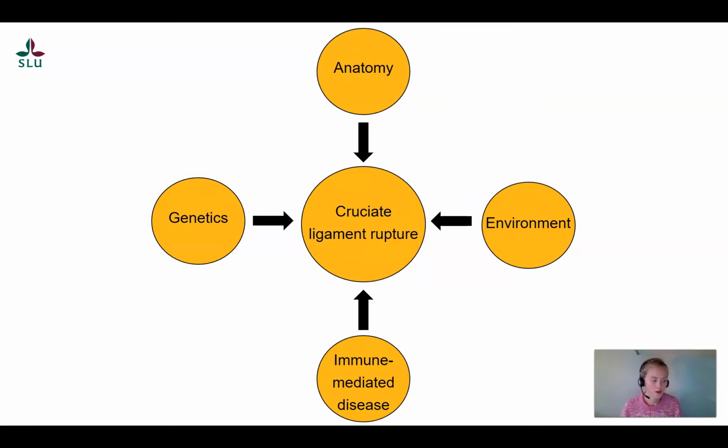Multiple factors are thought to contribute to development of cruciate ligament rupture. You can see some of them here on the picture. We have anatomy, environmental factors, immune-mediated disease, which can affect joints in dogs, as well as other parts of the body, and also genetic factors. And even though the background of the disease is a bit unclear, we know that often several factors are needed in order for cruciate ligament rupture to develop in a dog.